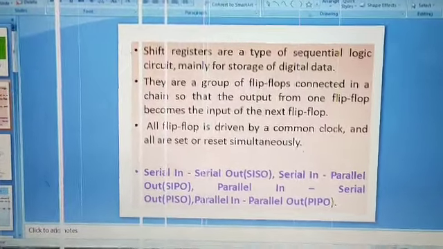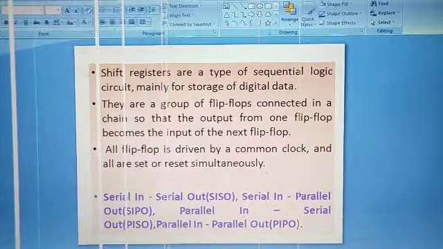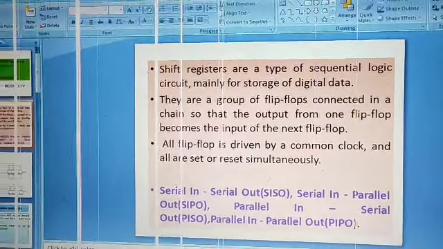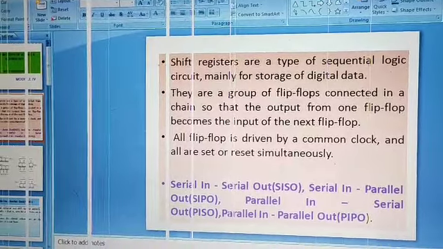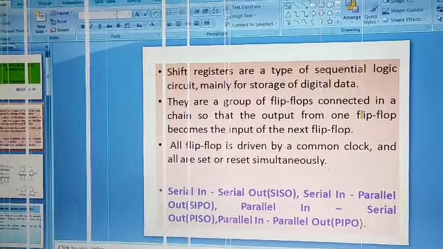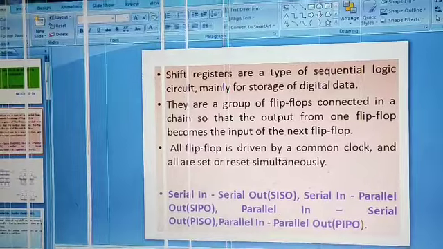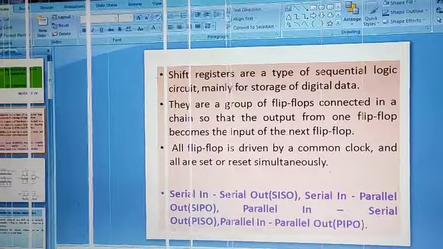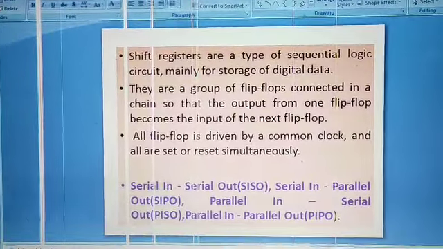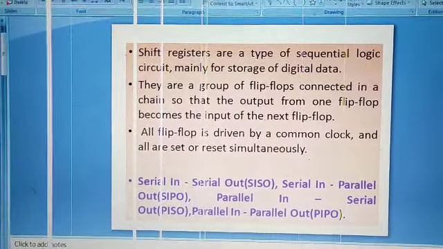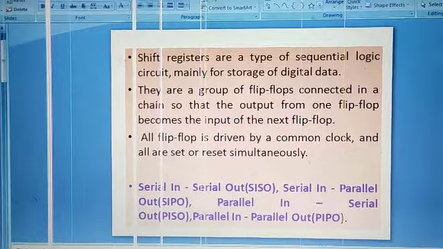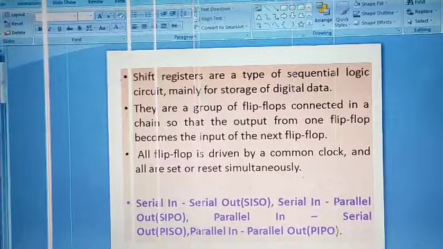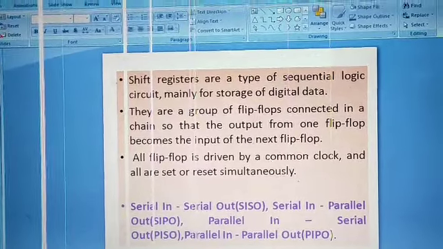So if you want to store 1 bit at a time, you can use a single D flip-flop. Suppose you want to store a number of bits, for example 8-bit information. You cannot do it using a single D flip-flop. You have to use 8 different D flip-flops for storing this 8-bit information, because each flip-flop can store only 1 bit. So if you want to store 8-bit information, 8 D flip-flops will have to be used.